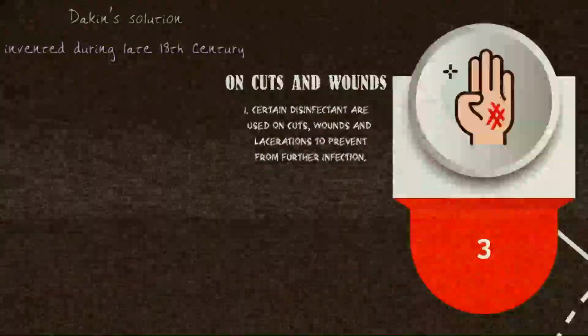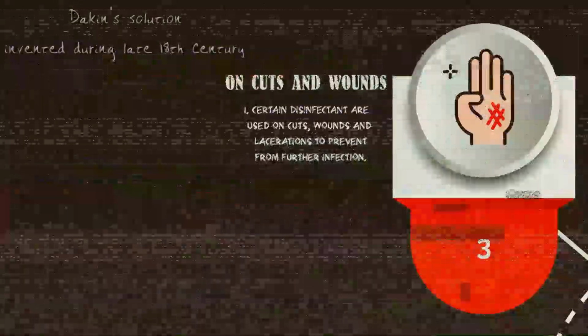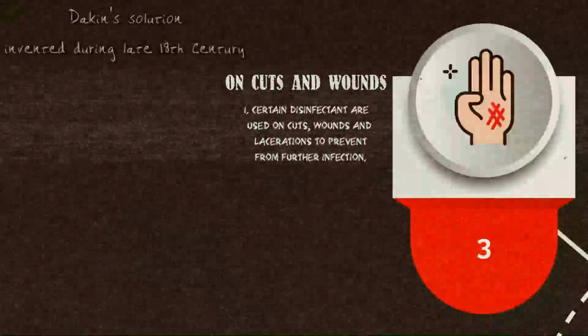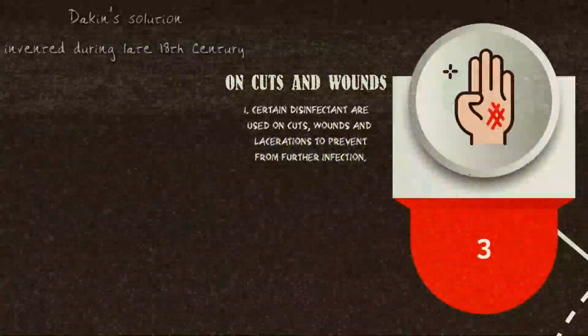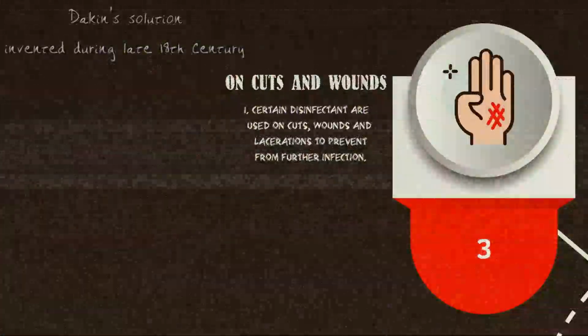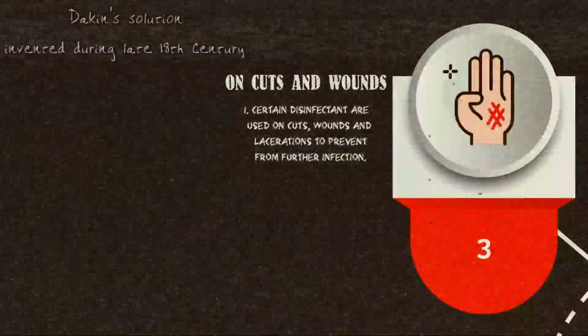Carrel and Dakin introduced Dakin solution, which is a type of disinfectant for the treatment of trauma during the First and Second World War. Till now, Dakin solution is used to prevent infection in cut, wounds and laceration.